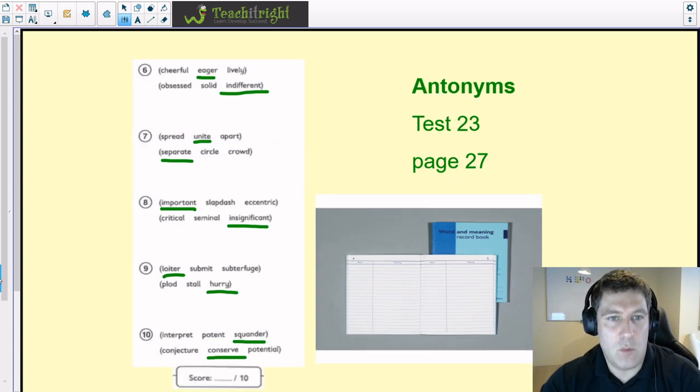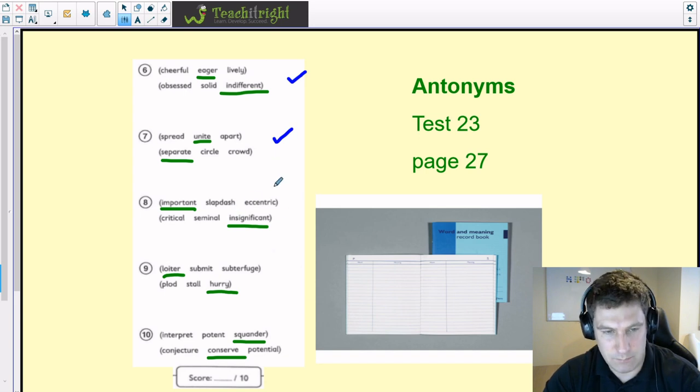Okay, number 6, we've got cheerful, eager, lively, obsessed, solid and indifferent. And then eager and indifferent are the opposites there. It's quite a simple one, that one. Then we've got number 7, unite and separate. Again, hopefully quite a simple one for you to get right. Important and insignificant. If it's important, it's something that you definitely want to do. If it's insignificant, it's of little importance.